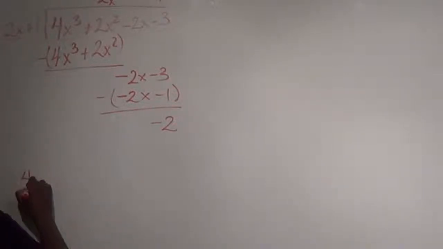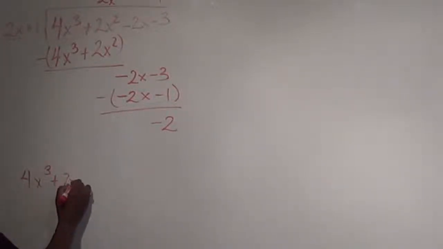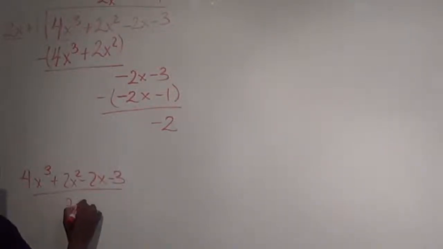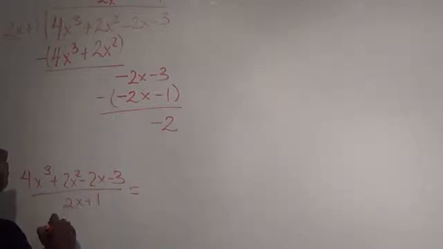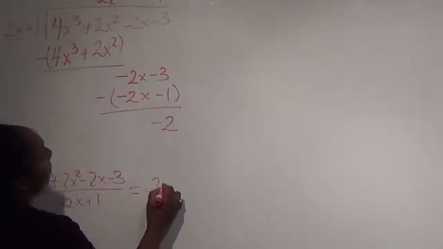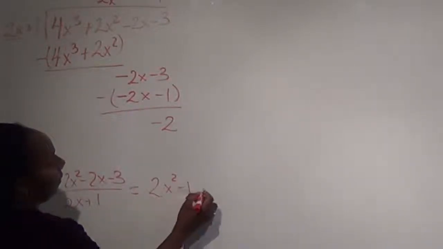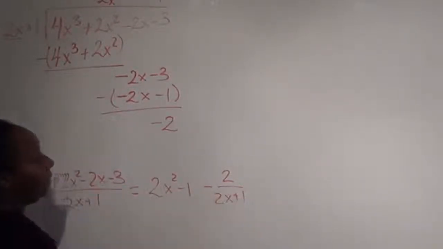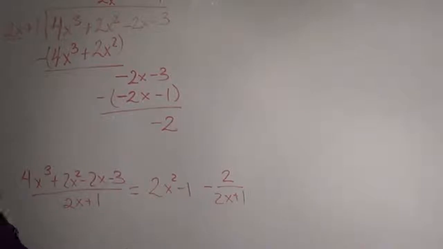So my 4x cubed plus 2x squared minus 2x minus 3 over 2x plus 1 is going to equal 2x squared minus 1 minus 2 over 2x plus 1. Okay, and again, you can write the other format as well, but there is my division.